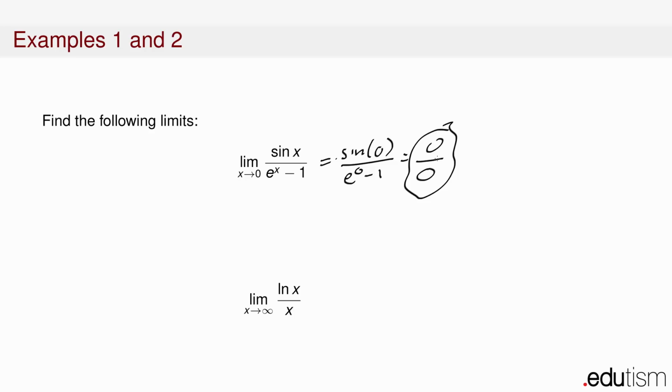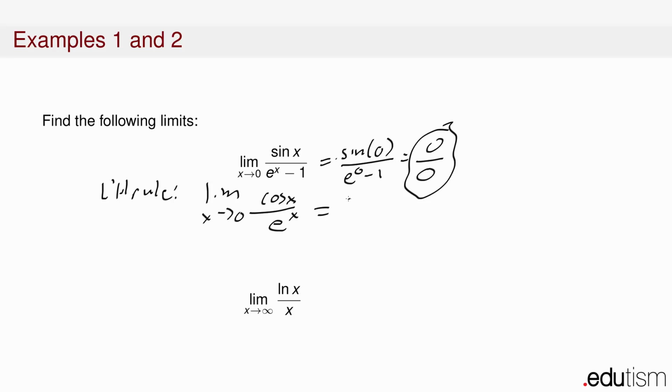Whenever we have a 0 over 0, it means we are allowed to use L'Hopital's rule. L'Hopital's rule says we're going to try taking the derivative of the top and the derivative of the bottom, seeing if we still get a limit. The derivative of the top is going to be cos x. The derivative of the bottom is going to be e to the x.